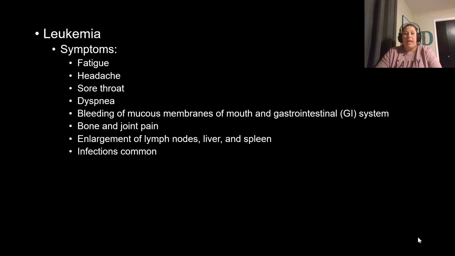Well, we see fatigue, headaches, sore throat, dyspnea, which is difficulty breathing, bleeding of the mucous membrane, specifically of the mouth and the GI tract, so the gastrointestinal tract, bone and joint pain, enlargement of their lymph nodes. If you palpate different areas where lymph nodes are present, they would be enlarged. The liver and spleen may also be enlarged. And infections. The fact that these particular white blood cells are very immature means they can't fight off infections, so you would see a lot of opportunistic infections come into play.